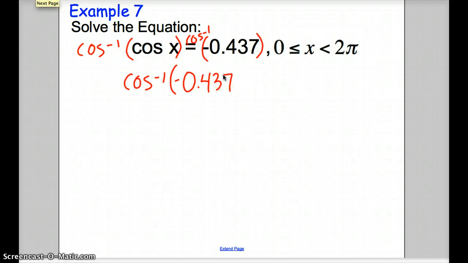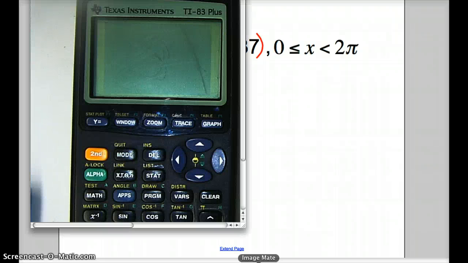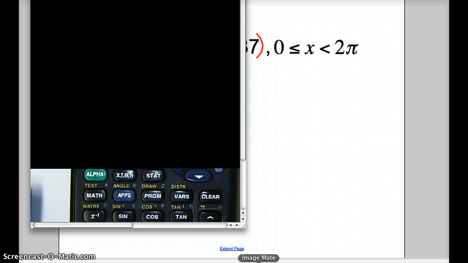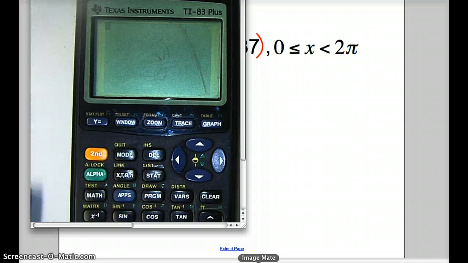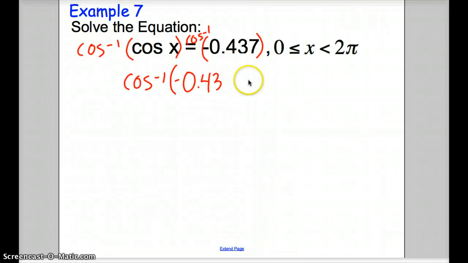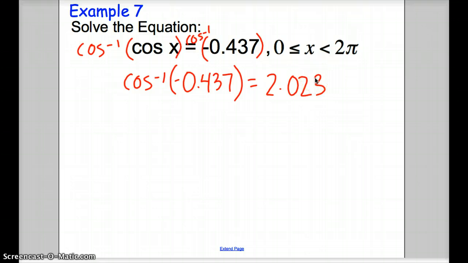So in my calculator, I'm going to make sure that I'm in radian mode. So I'm going to test my mode first. Looks like I'm in radian, so I'm good to go. And I'm going to punch in cosine inverse of negative 0.437. And I get the answer 2.023. I'm going to leave a couple of decimal places just to be a little bit more accurate. 2.023. So I have my solution.